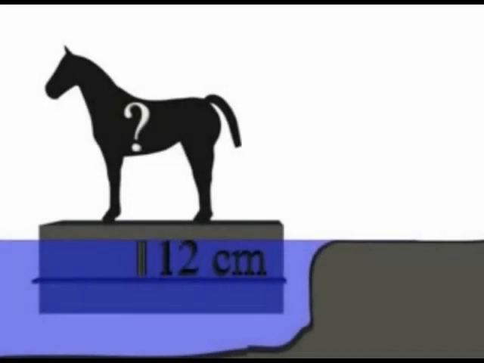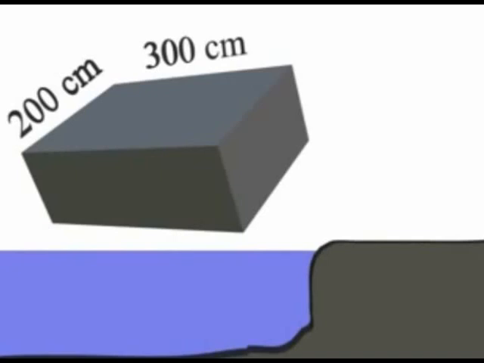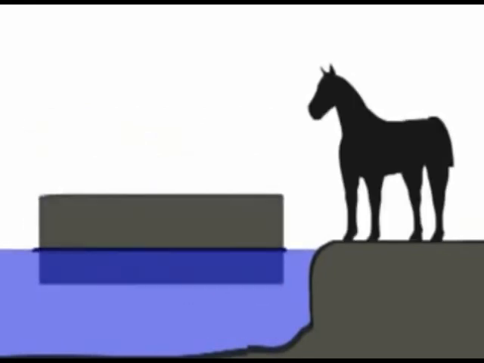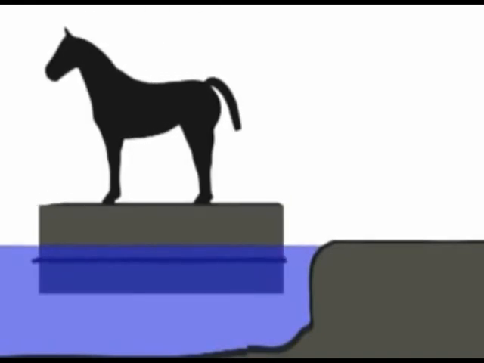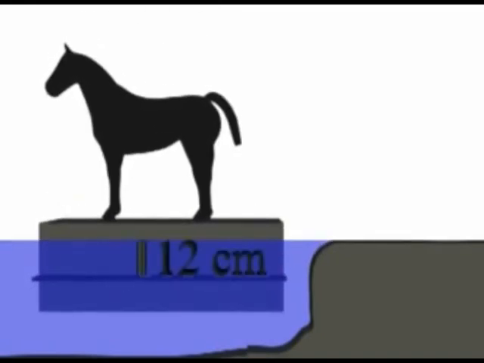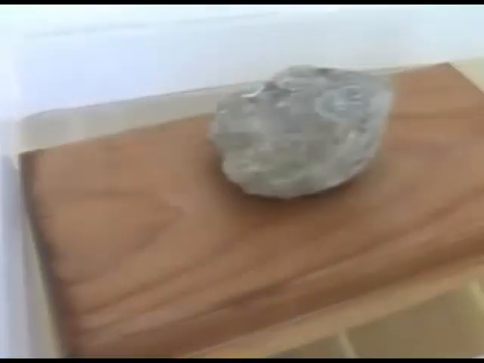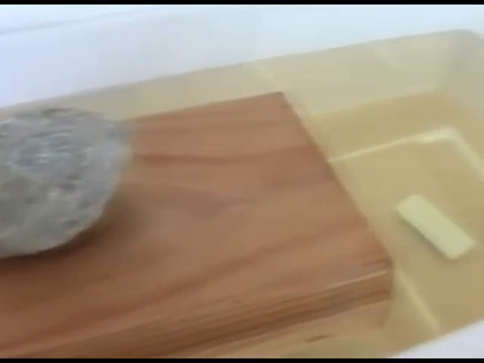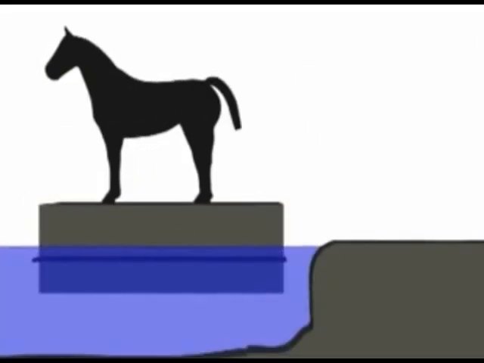Now on the horse problem. We have a rectangular block measuring 300 centimeters by 200 sitting on a freshwater lake. A horse jumps on the block, causing it to sink 12 centimeters. Like the stone sitting on the wooden block, the horse has displaced its own weight. We need to calculate the weight of this displaced water.